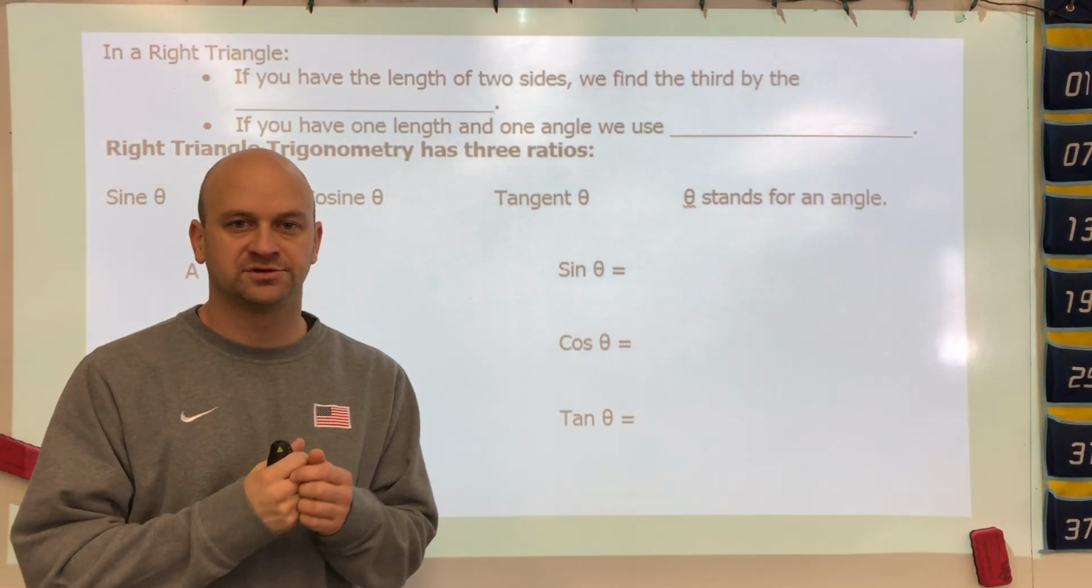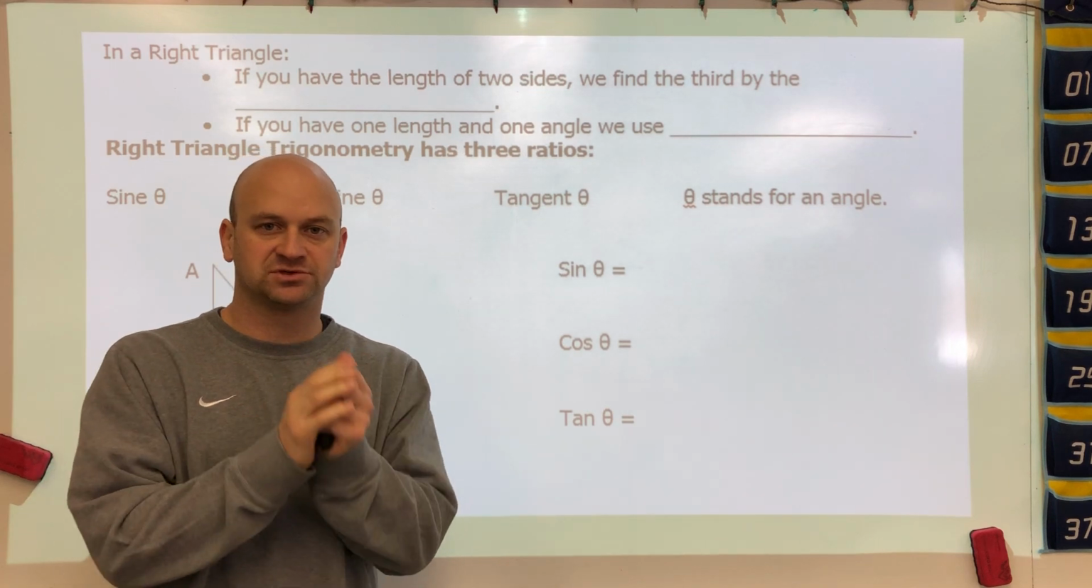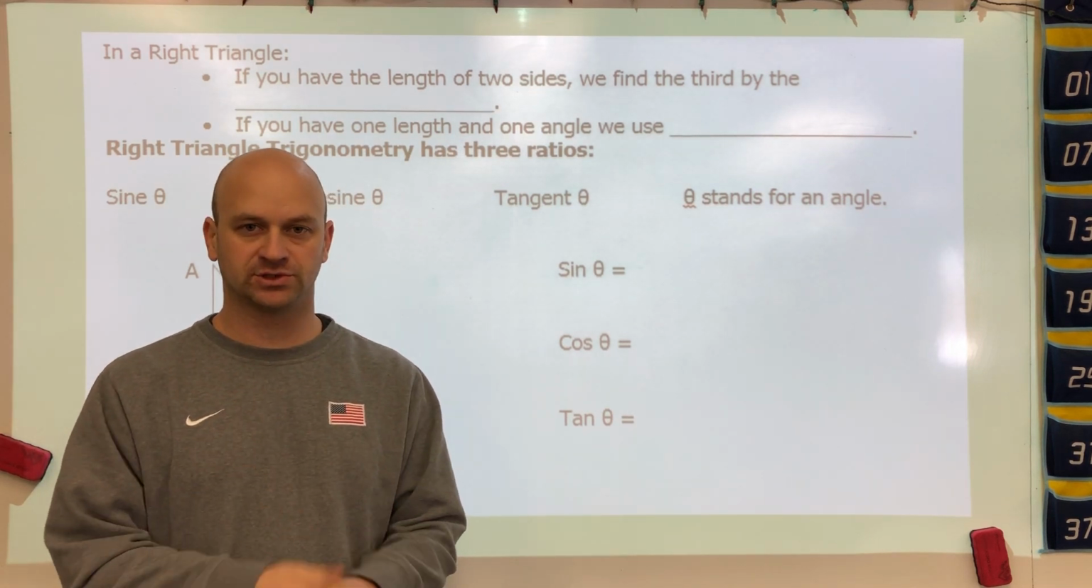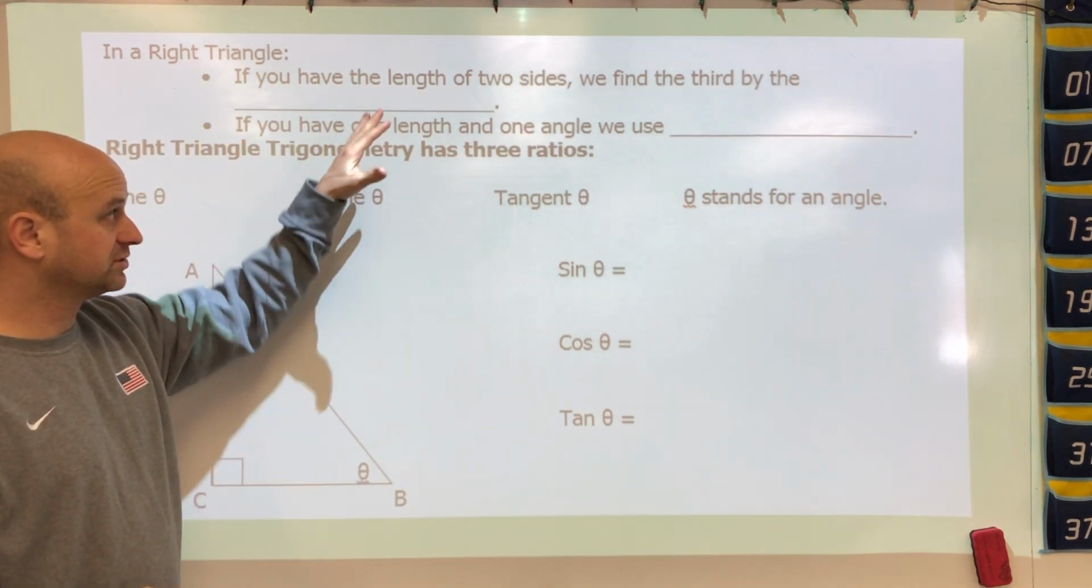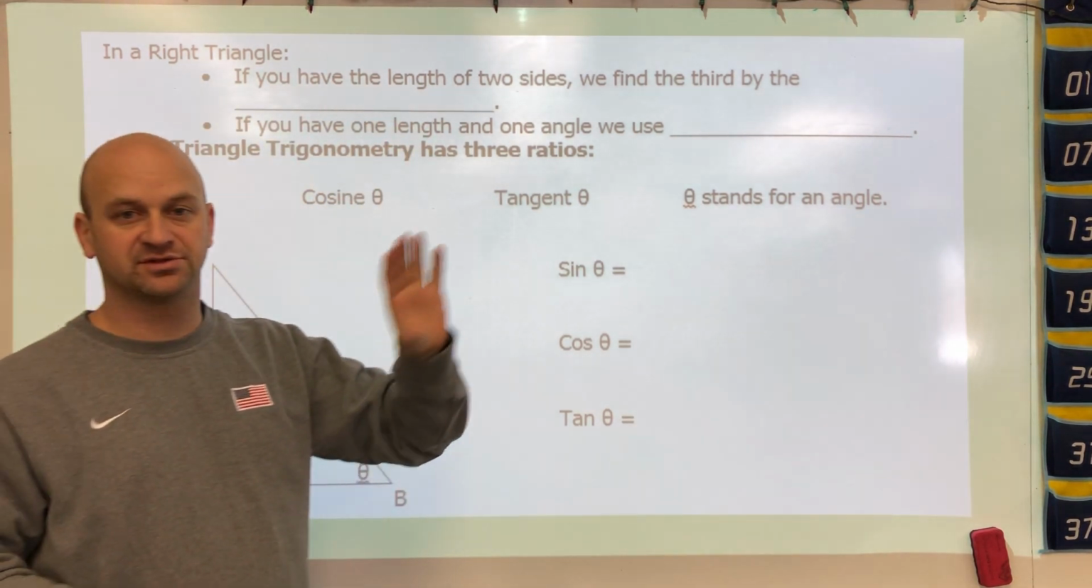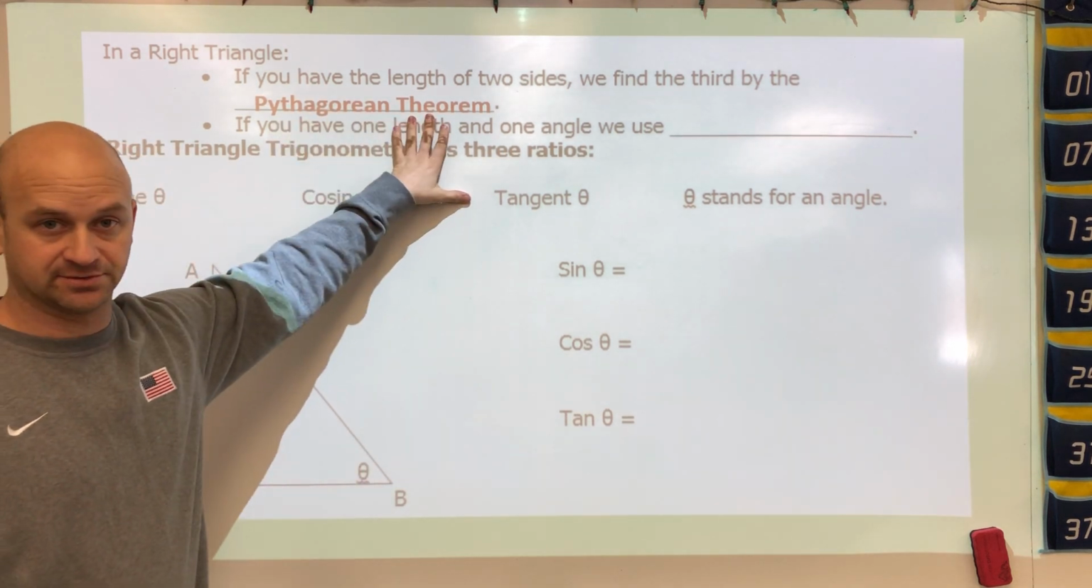All right, so lesson one of trigonometry. In trigonometry, we're dealing with right triangles only. And so previously, if we had a right triangle and we were given two side lengths, we would find the third side by using the Pythagorean theorem.